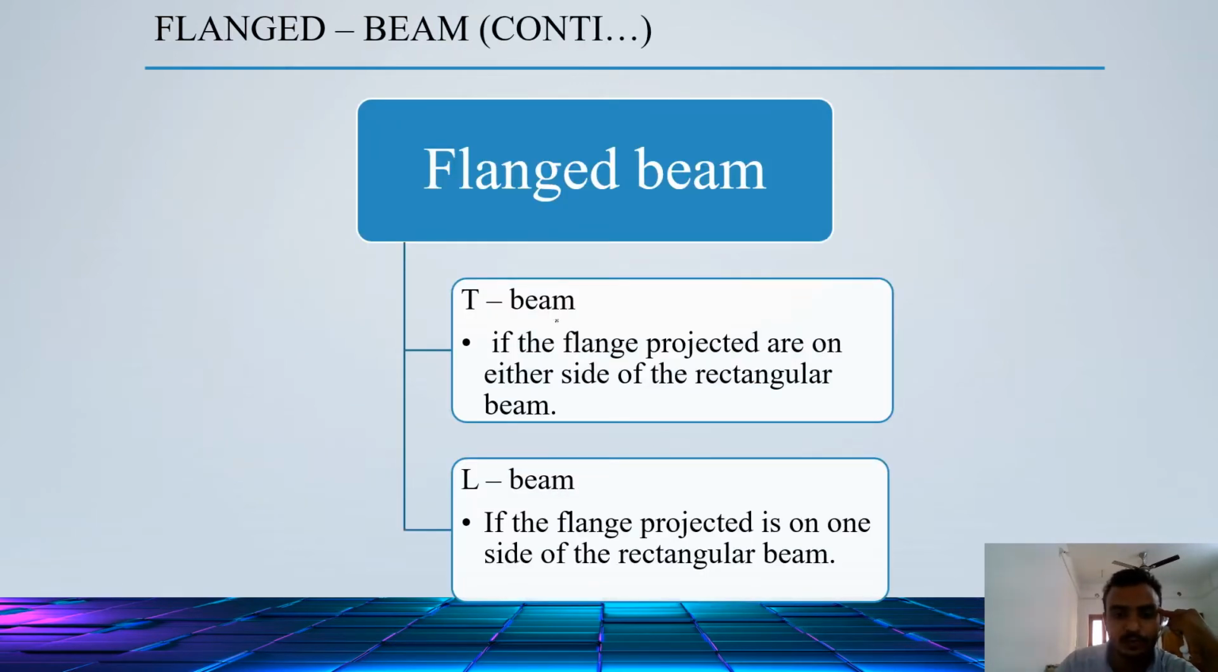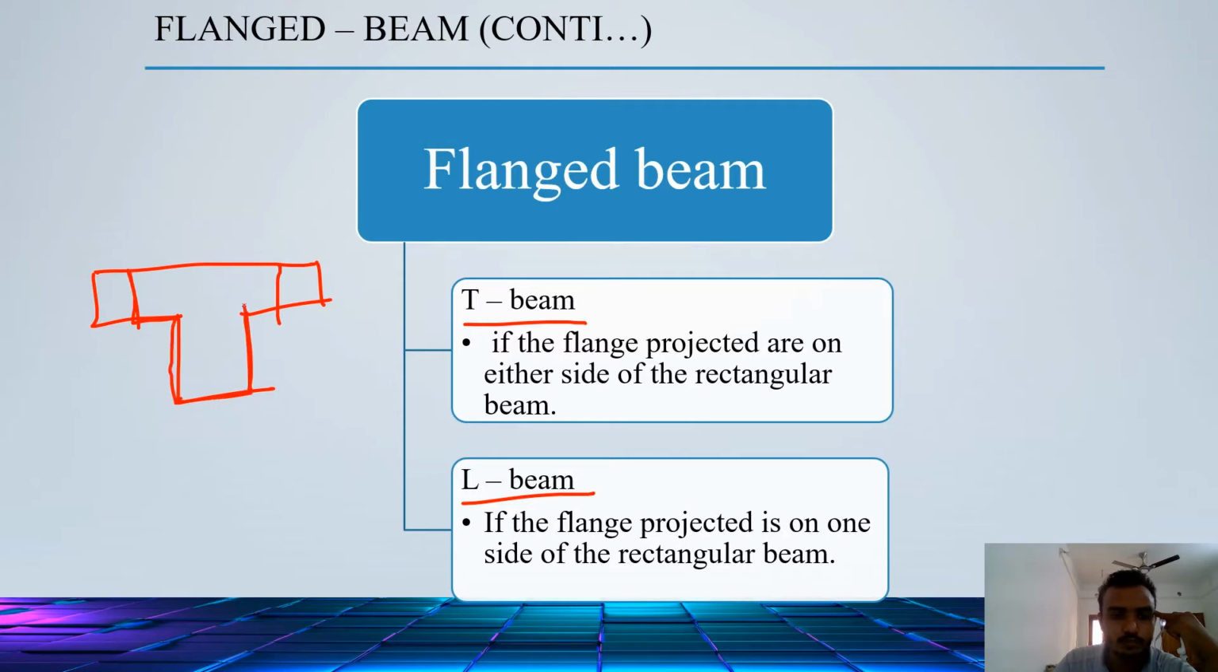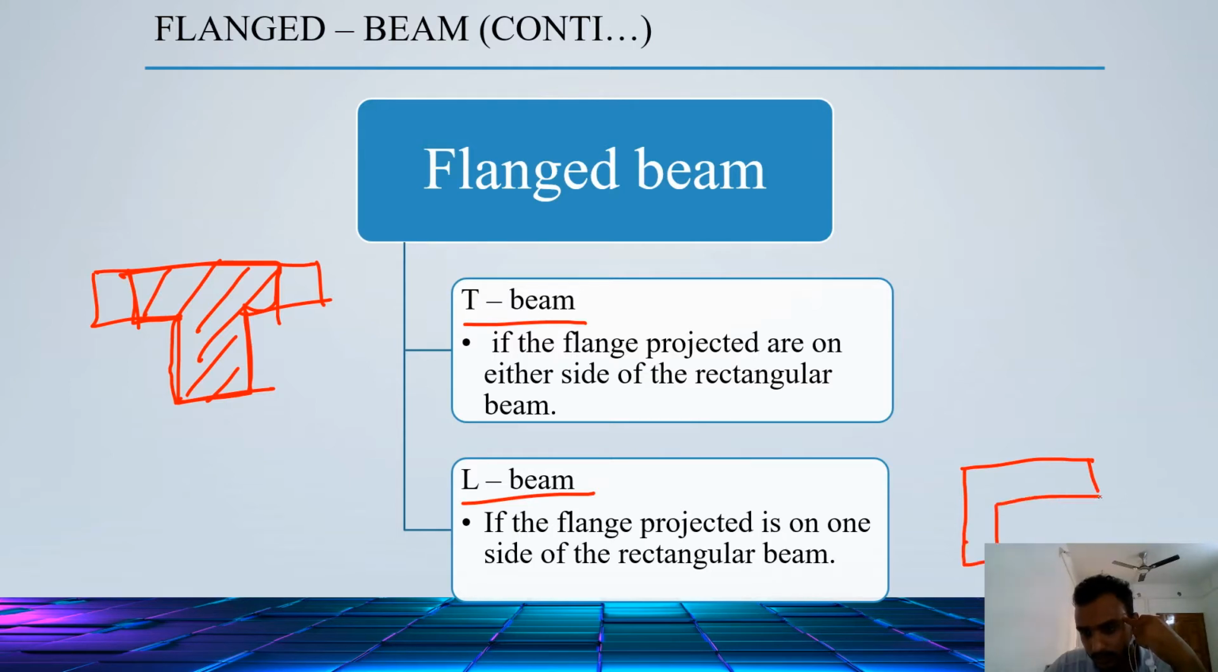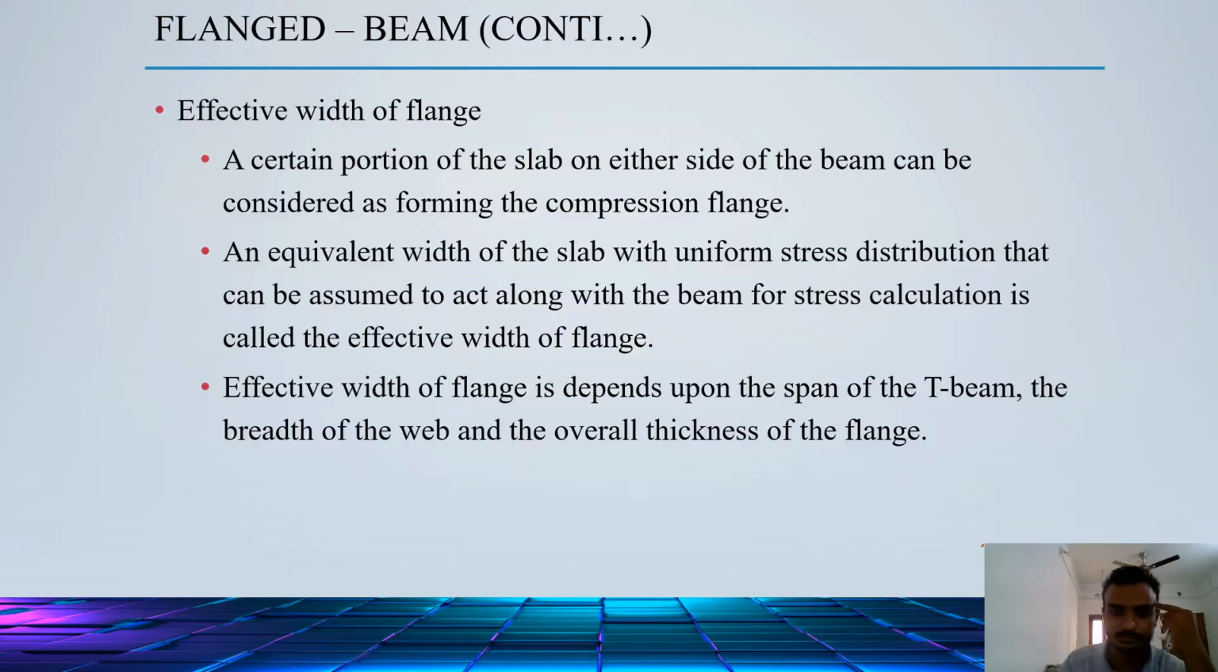So we have two types of flange beam. One is the T beam, second is the L beam. Here is your slab and the beam with a slab at both sides. This type of flange beam we call a T beam because it looks like a T. But at the end portion there is only one slab here, so this shape looks like an inverted L. Okay, these are the two types of beam, T beam and L beam.